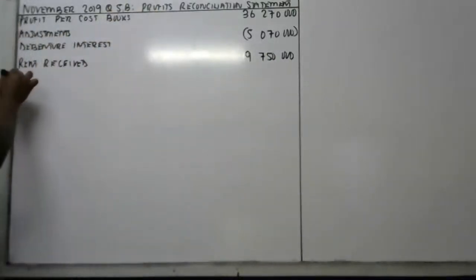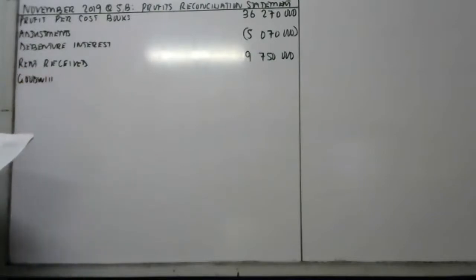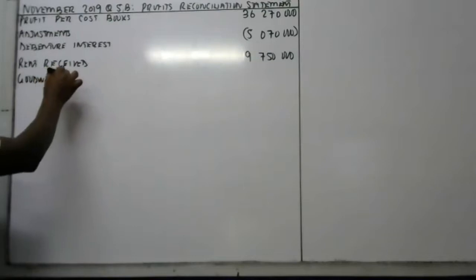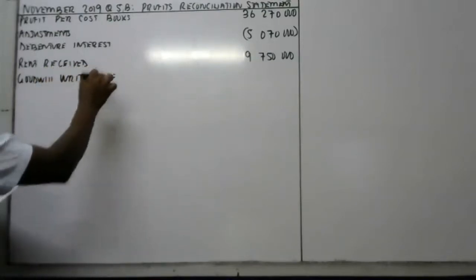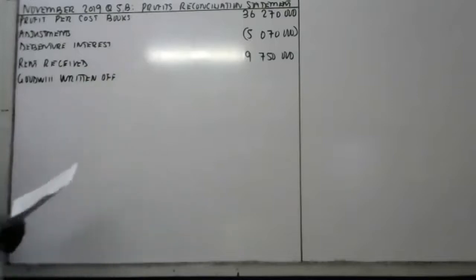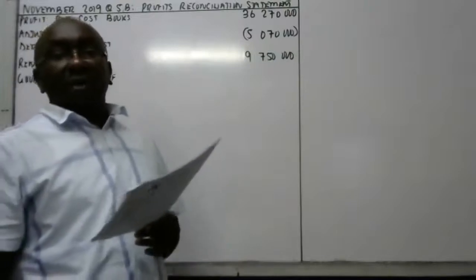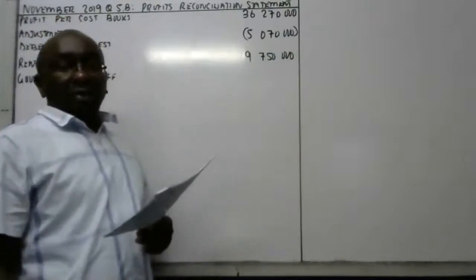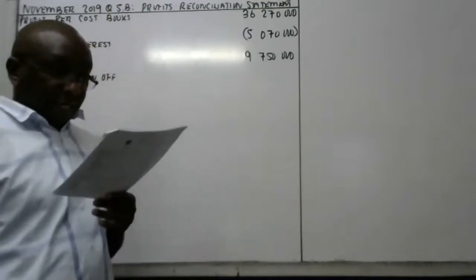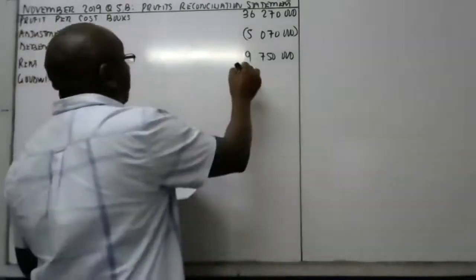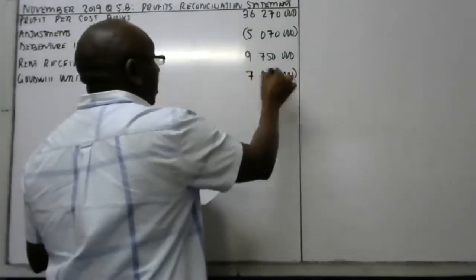Goodwill written off. Now the goodwill written off is an expense found in finance. So the cost people did not have the chance to subtract it. And the chance has come. We subtract because it's an expense.